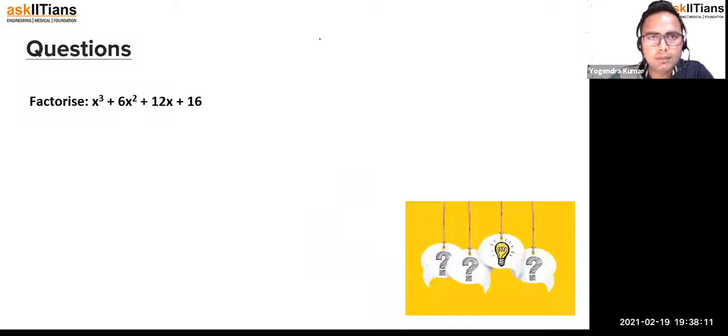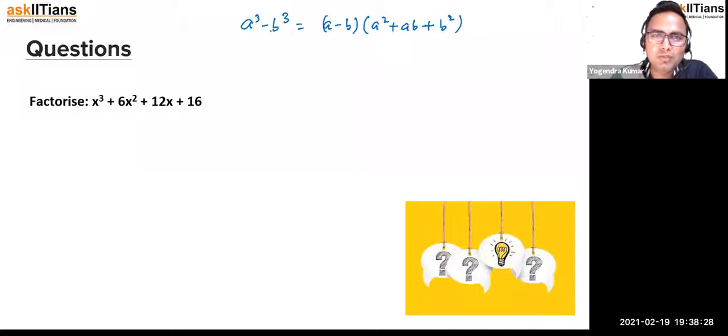Let me put it down here. Yes, a cube minus b cube. It is what? (a minus b) into (a square plus ab plus b square). This is what we have, right? Now, how do we do this? Okay, how do we prove it? What you can do now here to prove it?